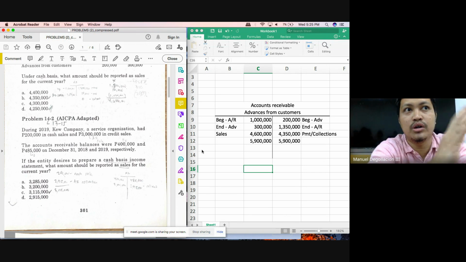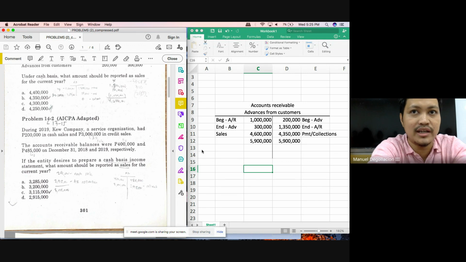Okay, but I hope you understand it's not the 1,300,000, but it should be the 1,350,000. So you just get the difference between the change, you just get the change in your AR and the change in your advances and understand what will be the effect of those two things to the 4,600,000 as you try to convert them into sales under cash basis. Okay, that would be the most ideal class.